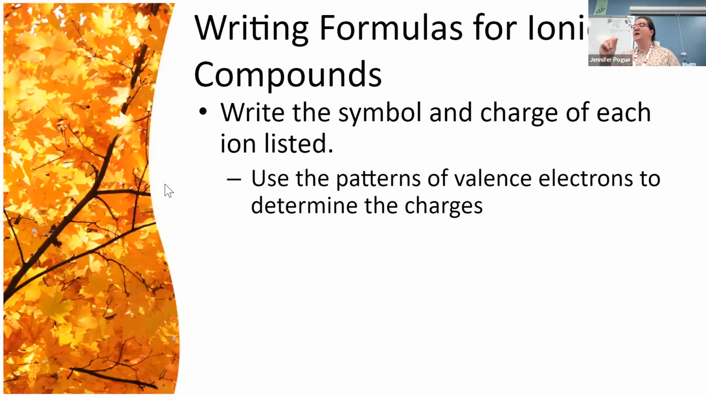So then group 2, the alkaline earth metals, have how many valence electrons? 2. So what charge will they have? Someone out in Zoom world, if I have 2 electrons and I give them away, what charge is left?